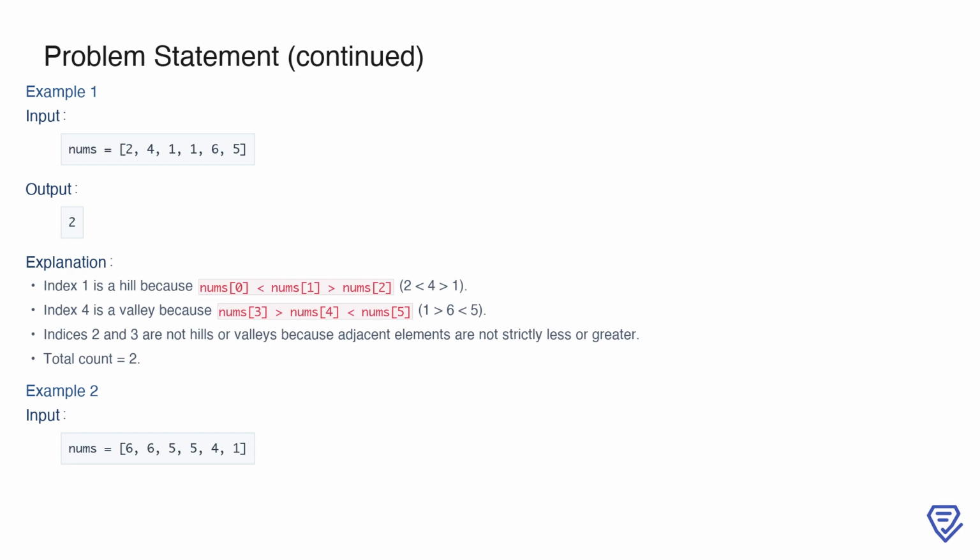Consider the array nums equals [2, 4, 1, 1, 6, 5]. The output for this input is 2. Here's why. Index 1 is a hill because the value at this position, 4, is greater than both its neighbors, 2 on the left and 1 on the right. Next, index 4 is a valley because the value at this position, 6, is less than both its neighbors, 1 on the left and 5 on the right. On the other hand, indices 2 and 3 are not hills or valleys because the adjacent elements are not strictly greater or less. For instance, at index 3, the neighbors are both equal to 1. Summing up the valid hills and valleys, we get a total of 2.